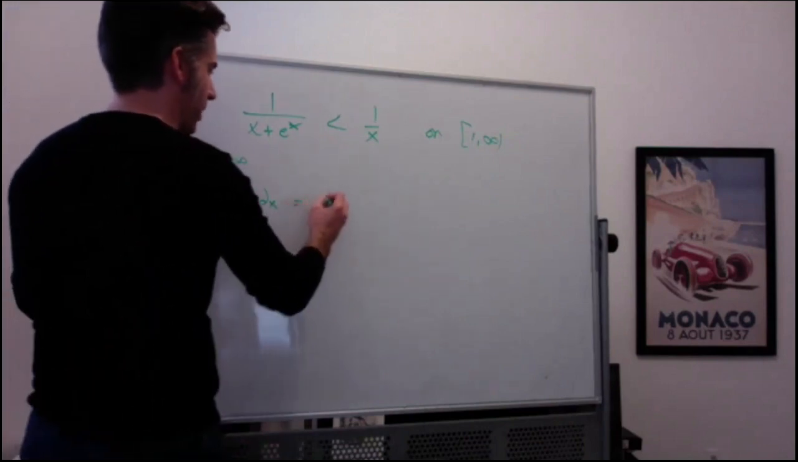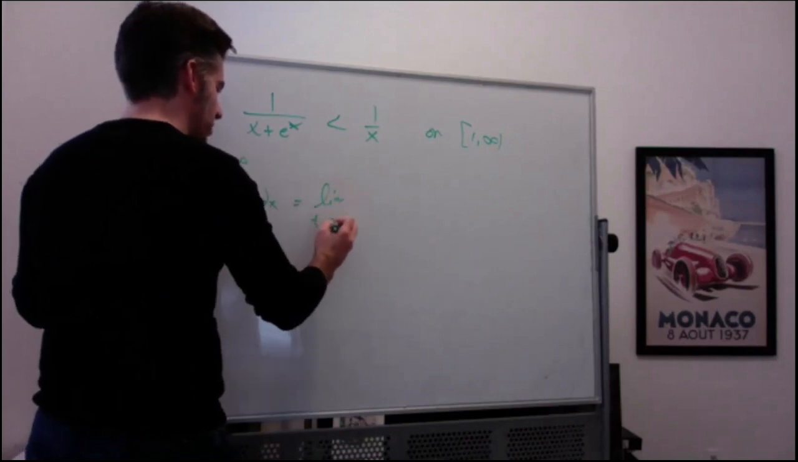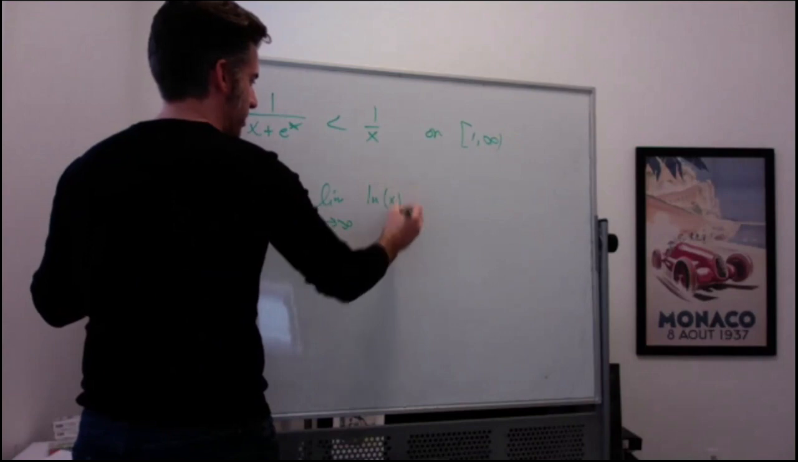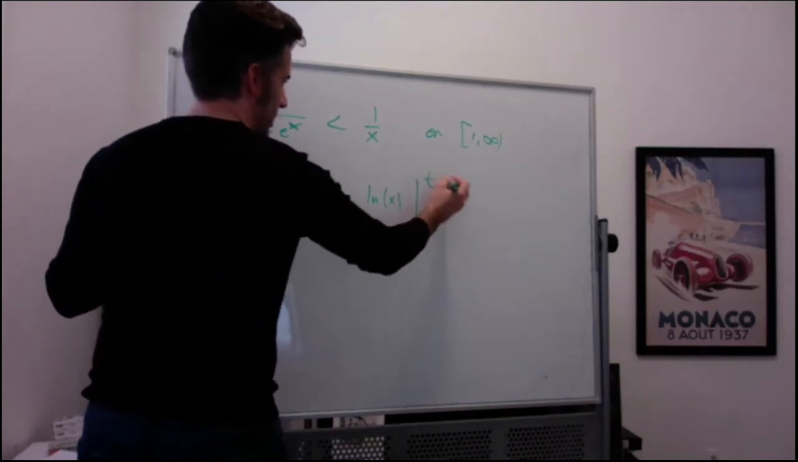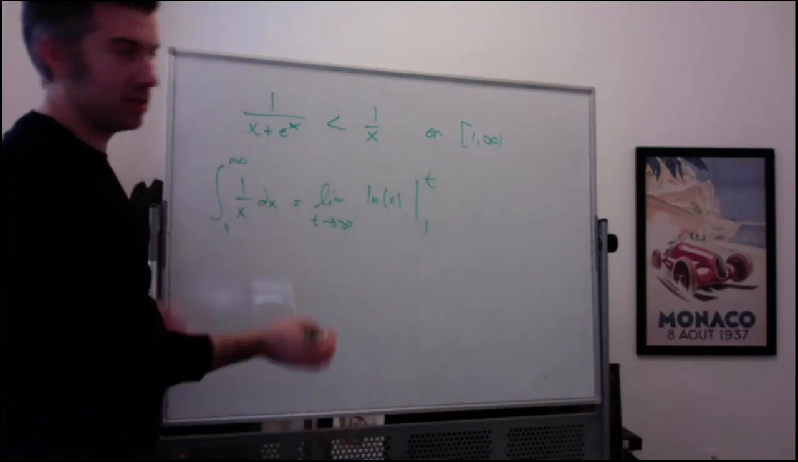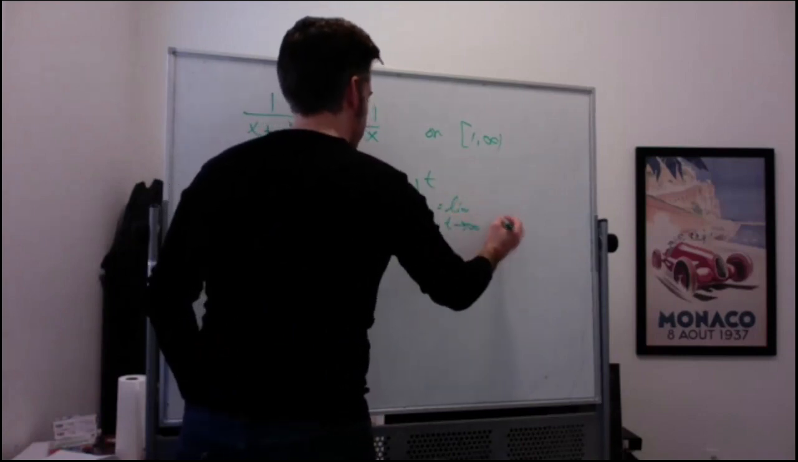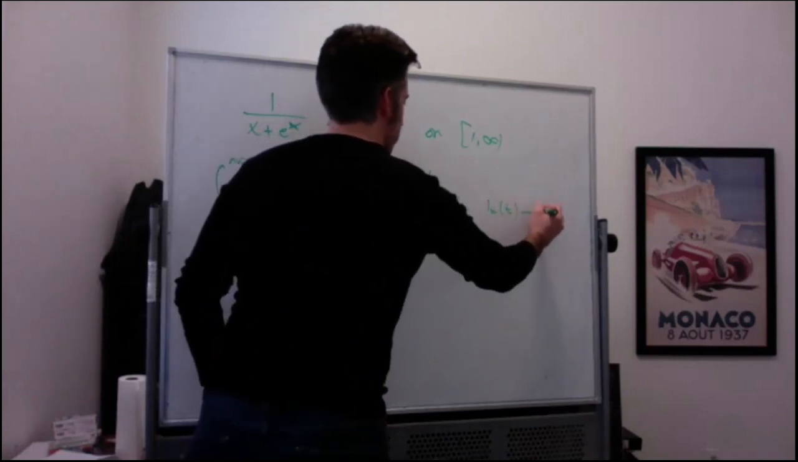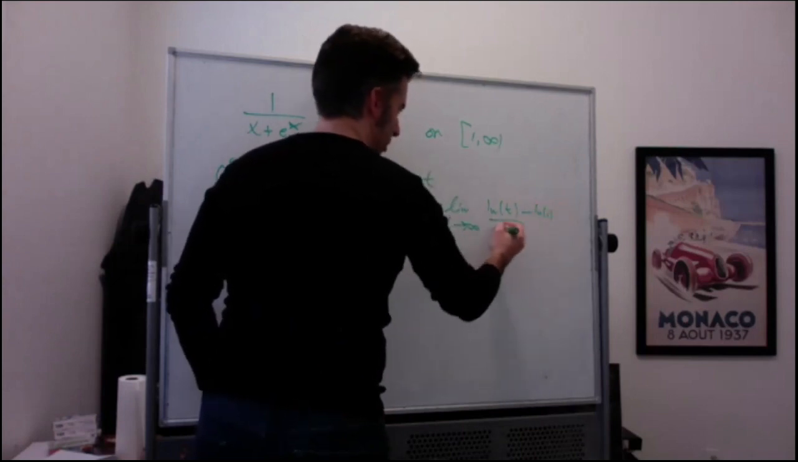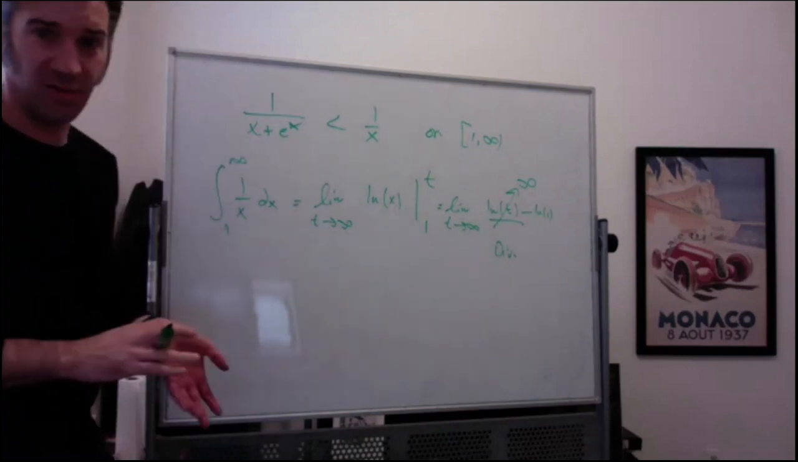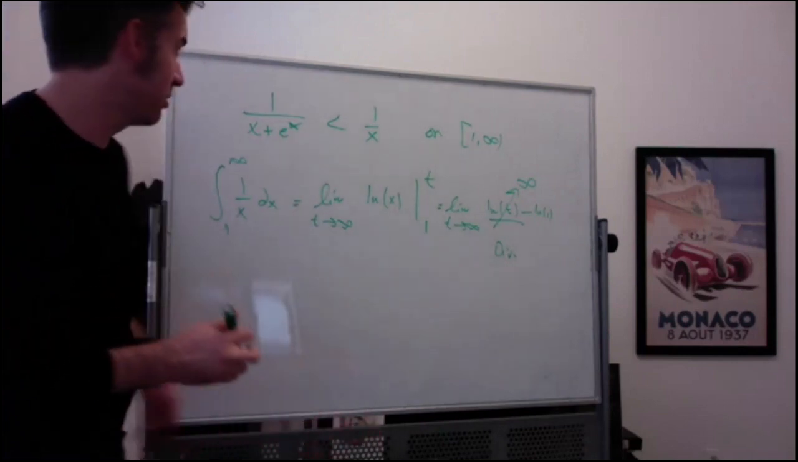You can do the work, right? It's the limit as t goes to infinity. The integral of 1 over x is the natural log of x, evaluated from 1 to t. You plug in the t, you get infinity. Right, and this goes to infinity, so you get divergence. All right, so here's what we've said, which isn't very helpful.